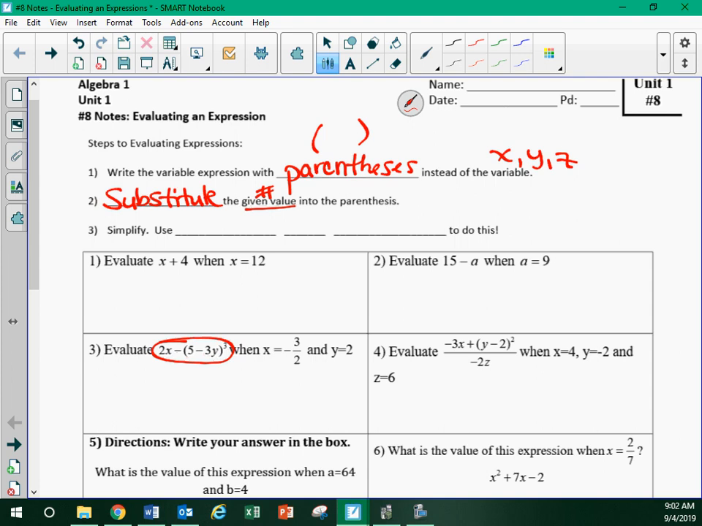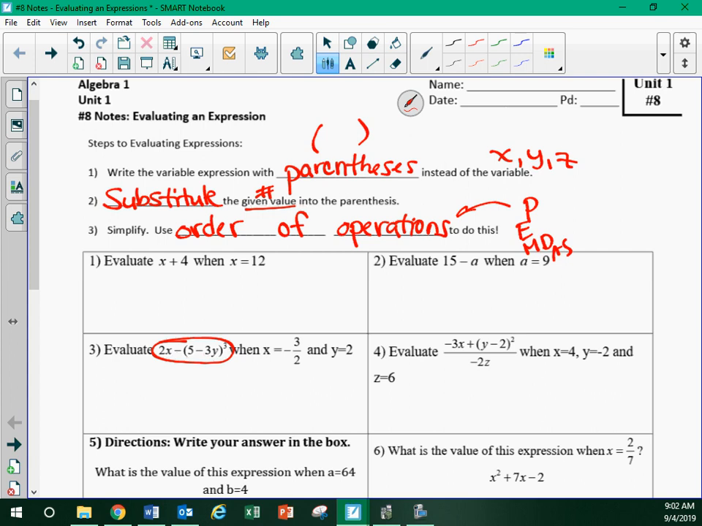Then we simplify. So then we're actually going to find out what our answer is, and we use order of operations. Order of operations. Sorry, sometimes I write my F's funny. This is an F here. That's an OF. Order of operations, that's our PEMDAS or our GEMDAS. Okay, so that's what order of operations is.